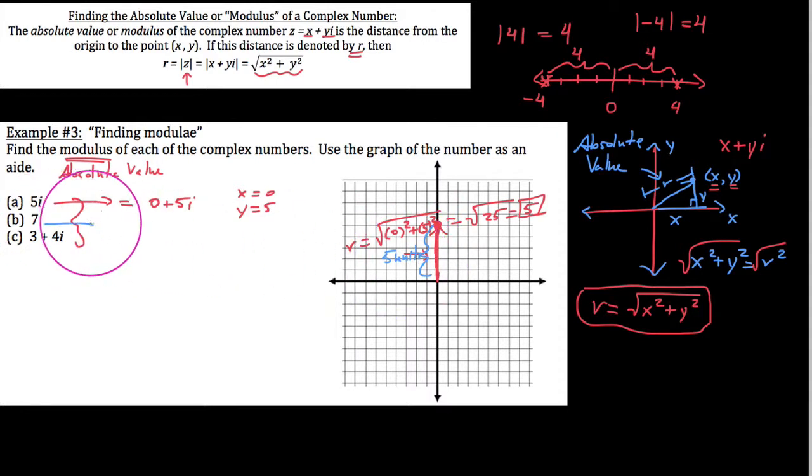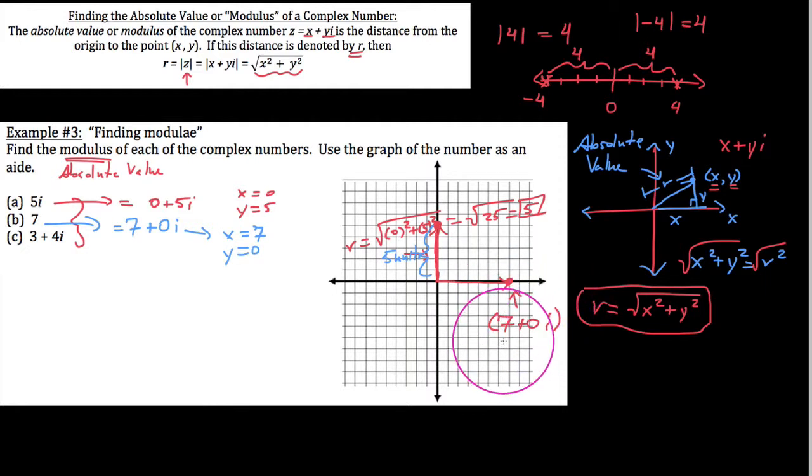So likewise, when we look at this next number, 7, which is 7 plus 0i in standard form, we say its x part is 7, its real part is 7, its imaginary part is 0. So we go 1, 2, 3, 4, 5, 6, 7 to the right, up and down none. So we'd say that this is our purely real number. We're going to give this a name. We say this is 7 plus 0i.